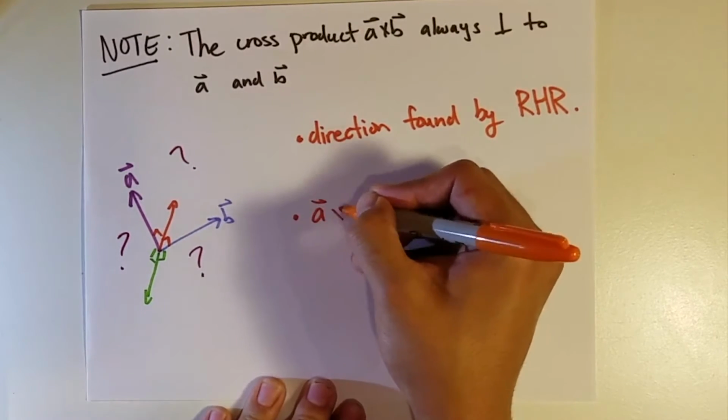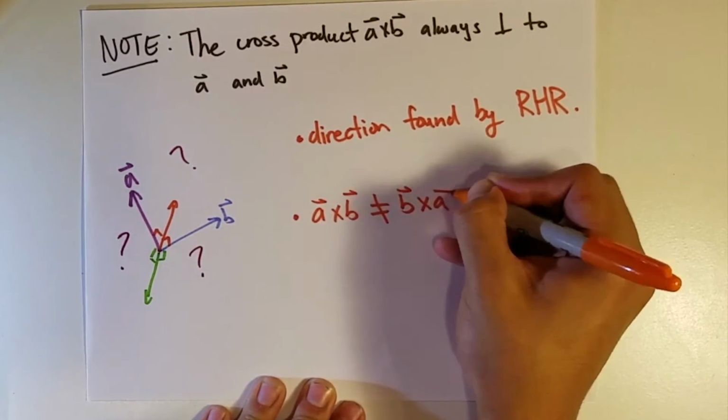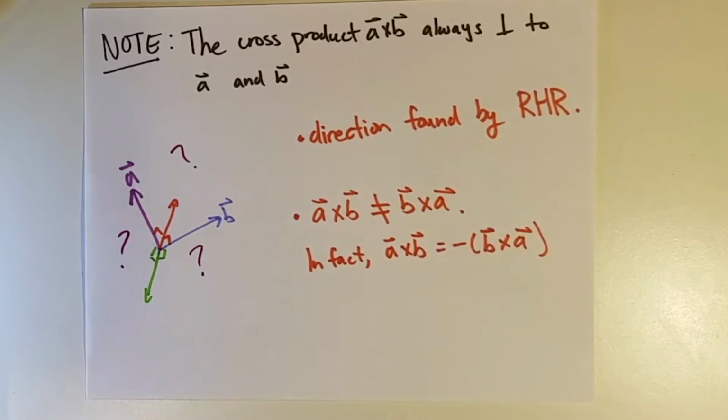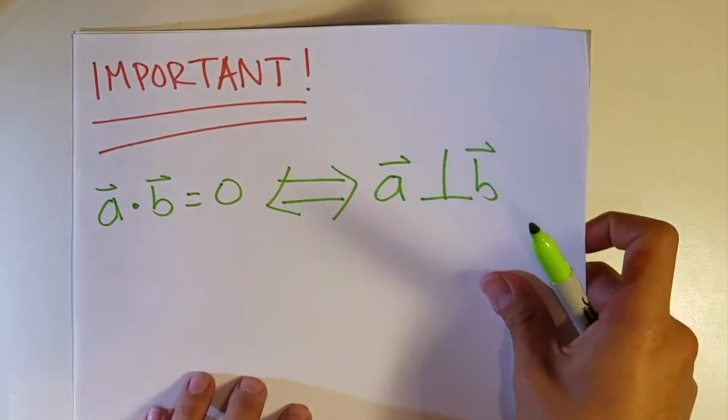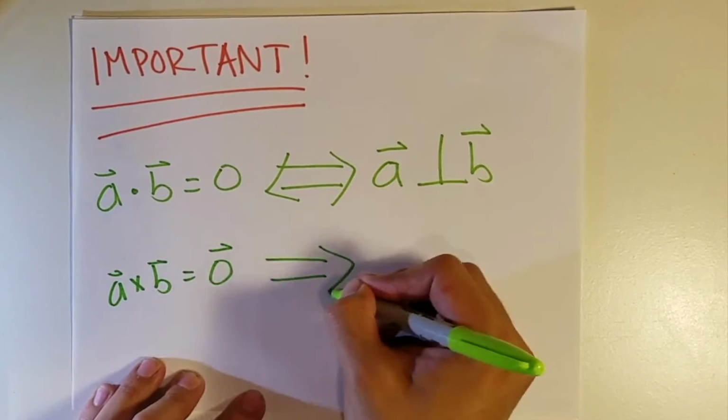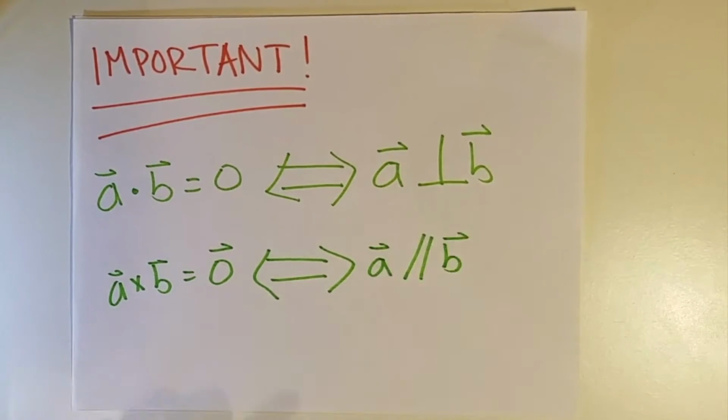Thus, a cross b does not equal b cross a, and in fact, a cross b equals negative b cross a. An important cross product to remember is a cross b equals the 0 vector. This is true if and only if a is parallel to b.